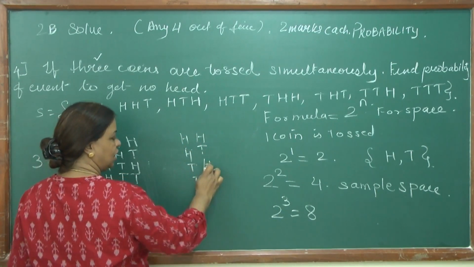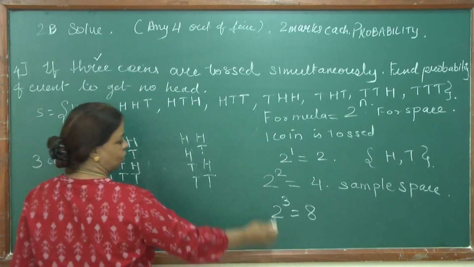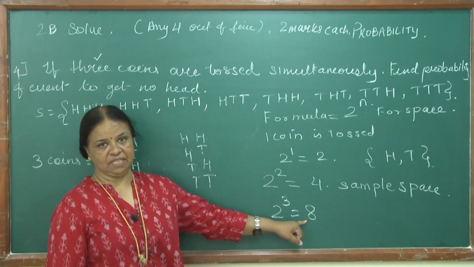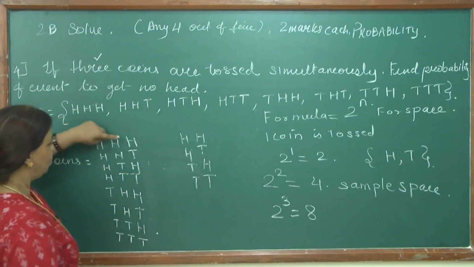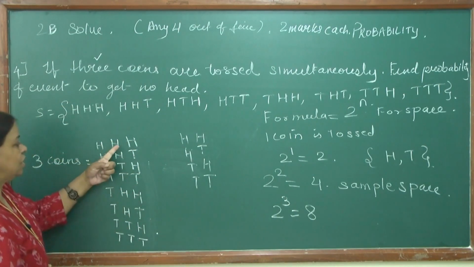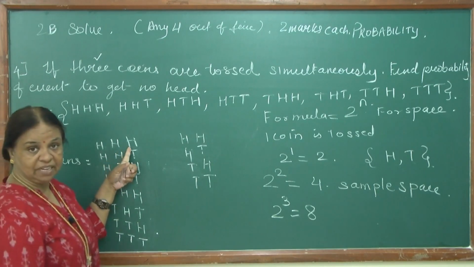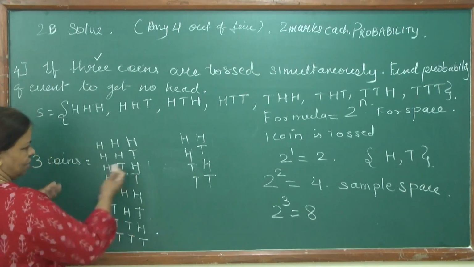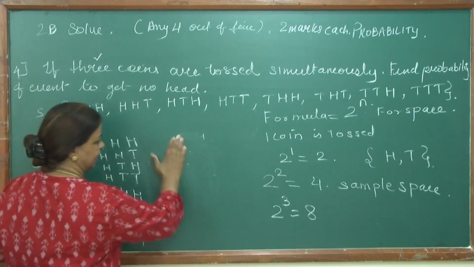So 1, 2, 3, 4 is the sample space when 2 coins are tossed. When 3 coins are tossed, there are 8 sample points. You write them down; it is not necessary to begin with head only, you can also begin from tail.